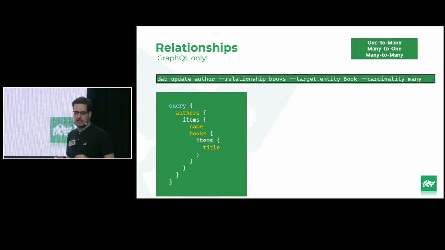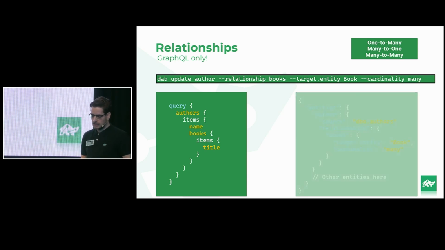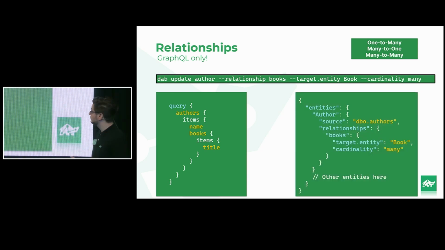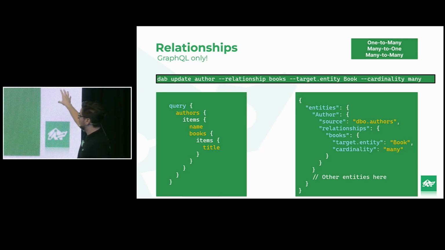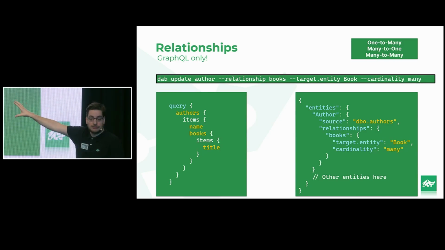First, we have to add the author. Let's say we already did this, like dab add author. And then we call dab update author, create a new relationship called books. And then we're going to say the target entity is the book we set up earlier, and the cardinality is many, right? So one author has many books. This will create the following JSON in your configuration file. You're going to get an author entity from the source dbo.authors, relationship books, target entity book, cardinality many. And there's a lot of options there as well. And that's all you need to do to execute that query on the left. So I think that's a really nice way to get a better querying experience.